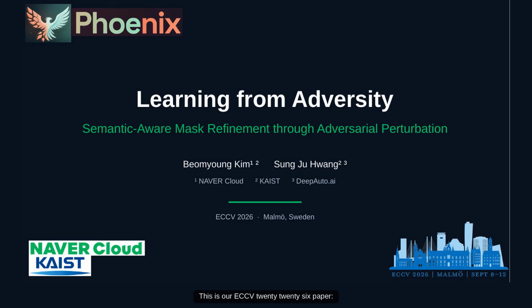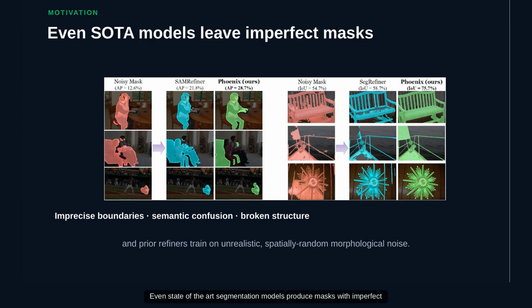This is our ECCV 2026 paper, Phoenix, Semantic-Aware Mask Refinement through Adversarial Perturbation. Even state-of-the-art segmentation models produce masks with imperfect boundaries, semantic confusion, and structural errors. Mask refinement turns a coarse mask into a high-quality one, without retraining the original model.